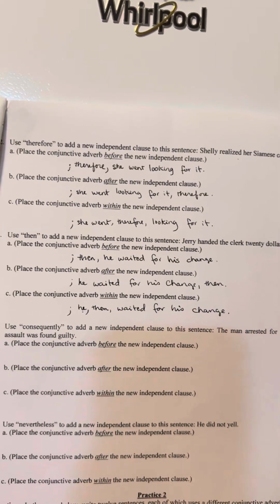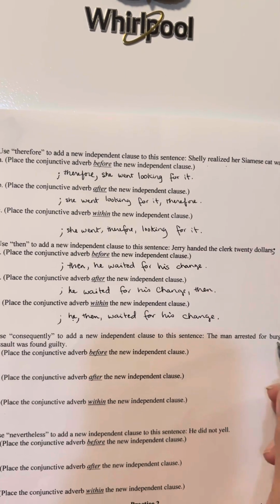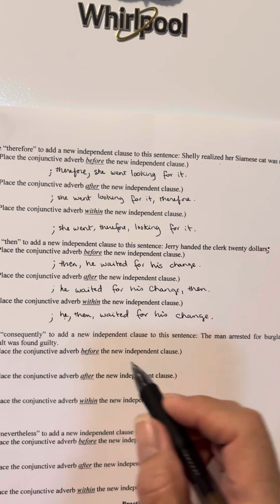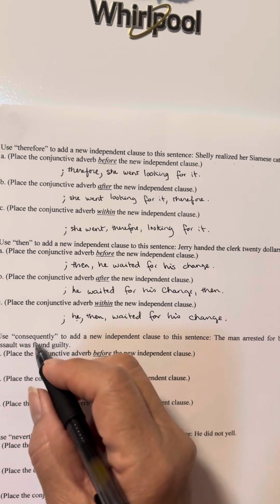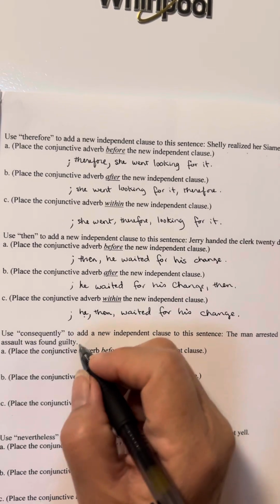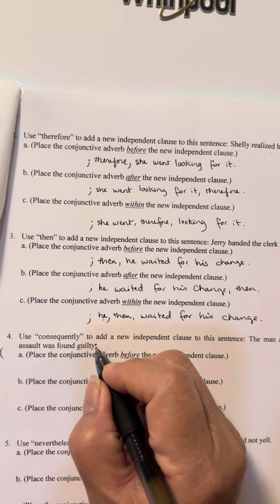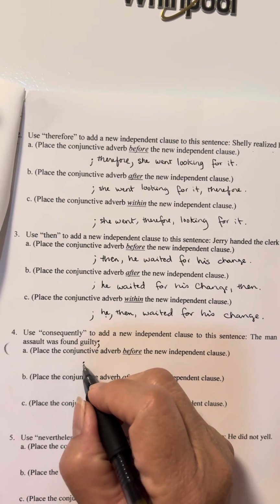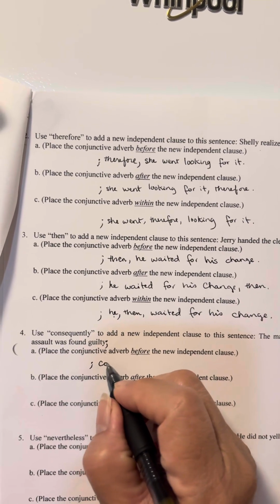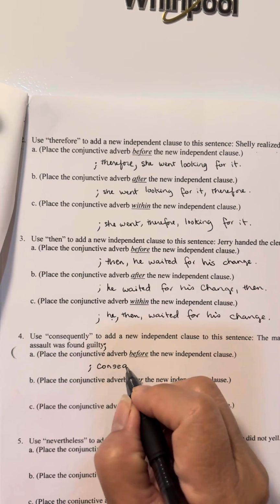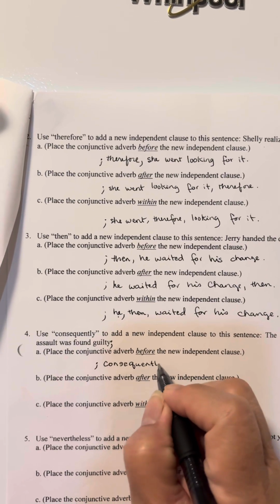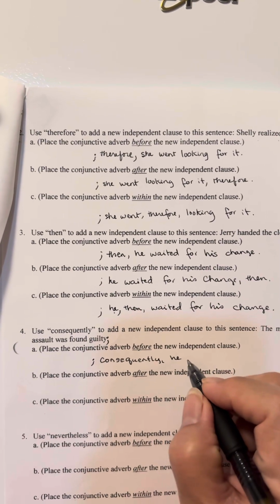Okay. Then consequently, okay, the man arrested for burglary and assault was found guilty. And then we're going to use consequently. Okay, so we would put the semicolon there. We'll put our sentence. Consequently, at the before, consequently, comma, he went to jail.